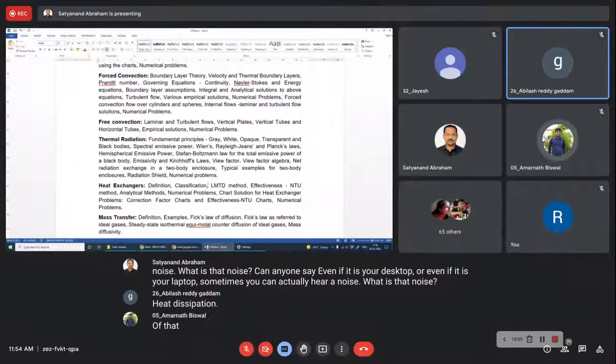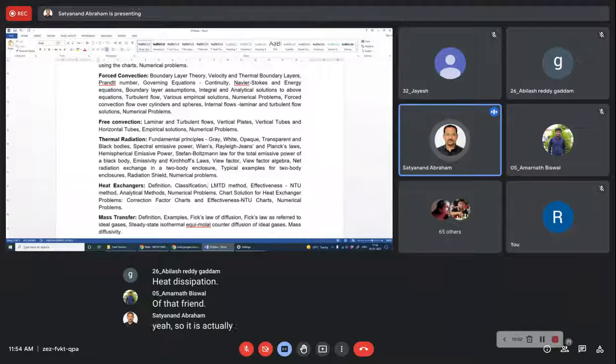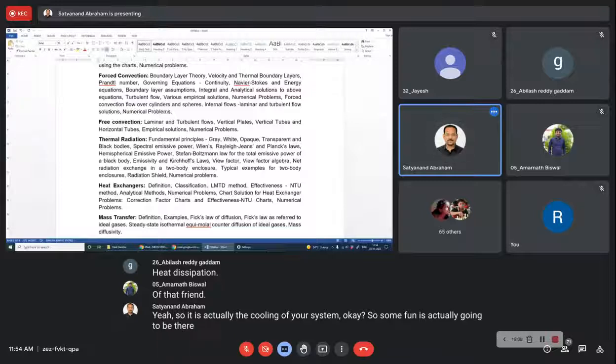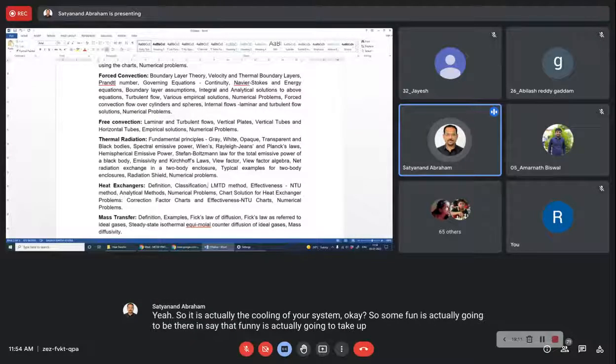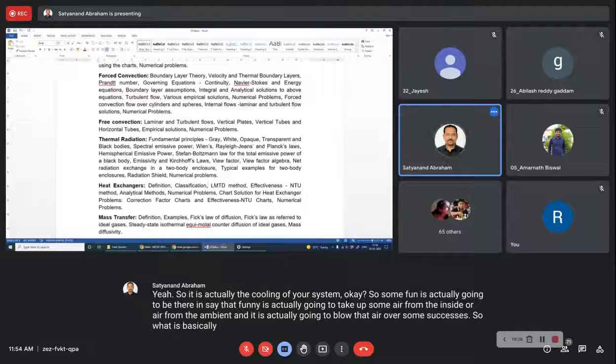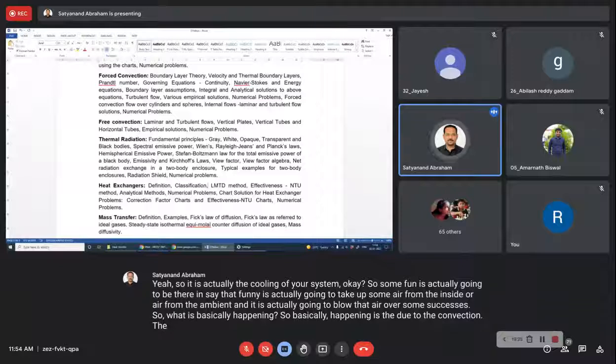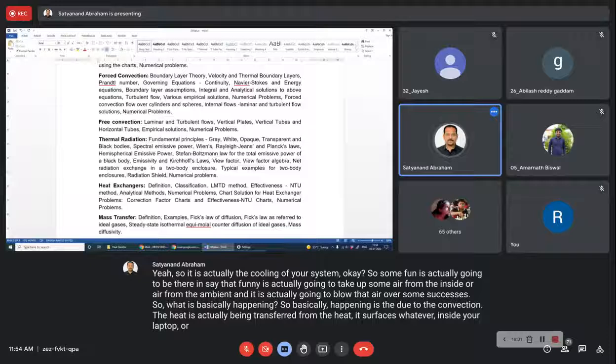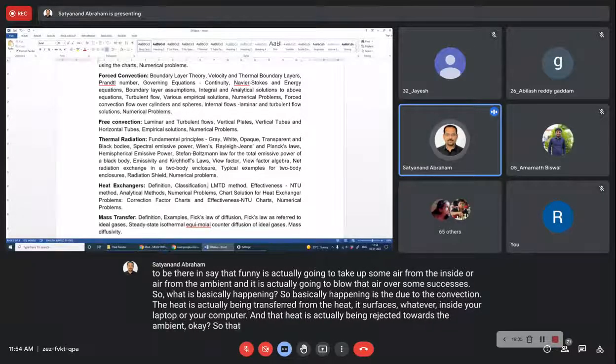Yes, it is the fan, working for heat dissipation. It is the cooling of your system. A fan inside takes air from the ambient and blows that air over some surfaces. Due to convection, heat is transferred from the heated surfaces inside your laptop or computer, and that heat is rejected to the ambient. That is a very good example of convection heat transfer.